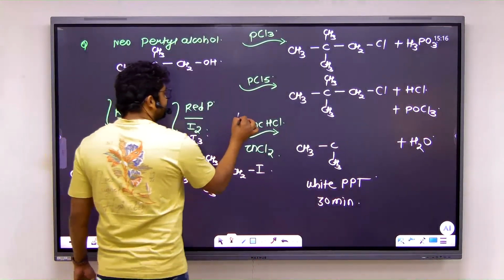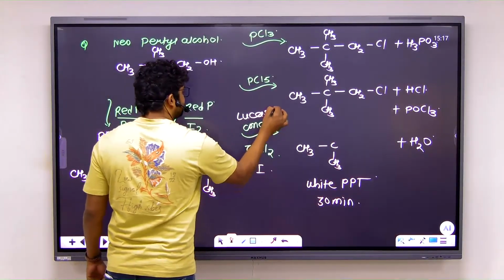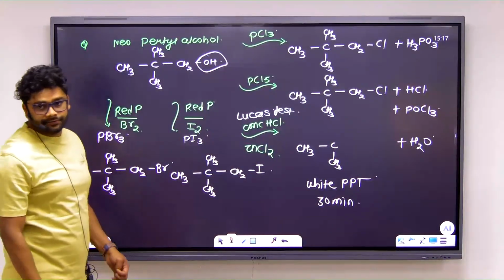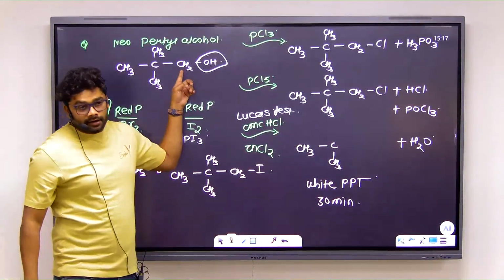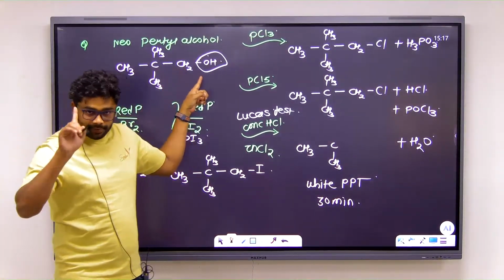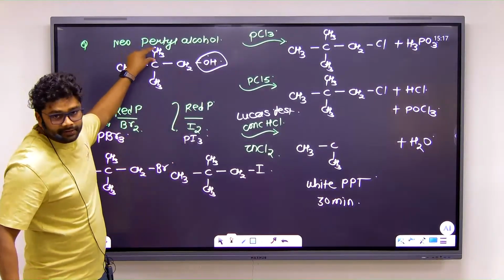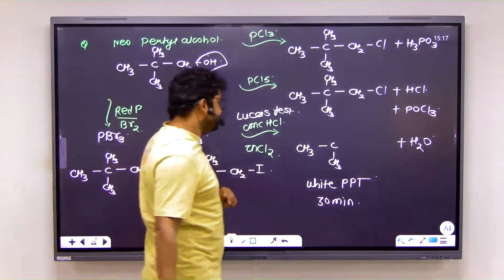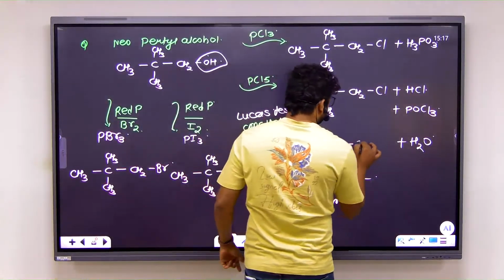A Lucas test is there, and in the Lucas test, after removal of OH, there is a formation of carbocation. And the carbocation will be primary. Then you will shift CH3. And there is a formation of tertiary carbocation. So what is your product?